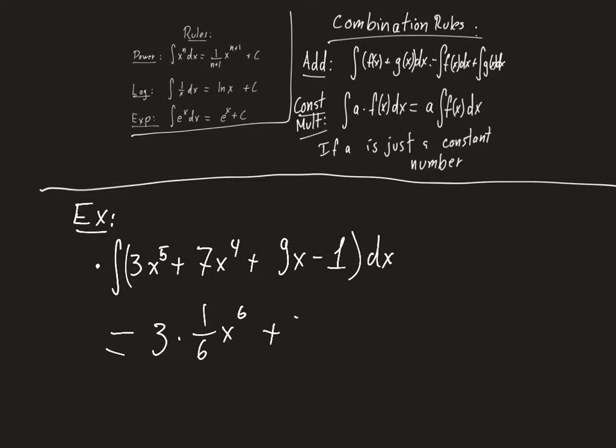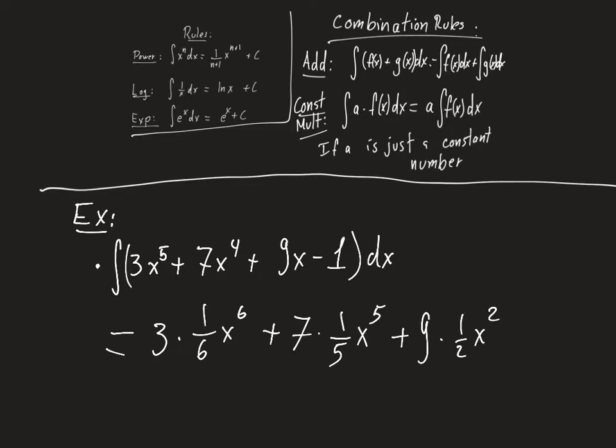Next, we're adding, and we have the 7, which is going to stay there as a constant multiple, times the integral of x to the 4th. Increase the power by 1 to get x to the 5th, and divide by this new power in front. Next, we have 9. It's going to stay in front, times the integral of x. So the new power of x is going to be x to the power 2.